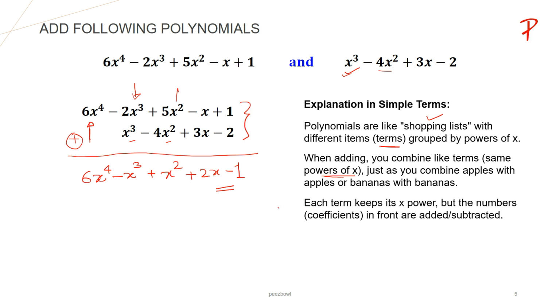And again, each term keeps its x power, but the numbers or coefficients or constants in front of them are added or subtracted. So what I'm trying to say, while solving it, you are going to keep the power of x as it is, in this case x cube, but these coefficients or constants we are going to add or subtract or whatever is there in the equation. Okay, so here minus 2 plus 1 is minus 1, so minus x cube. So this is how we have solved it. This is how we have added two polynomials.